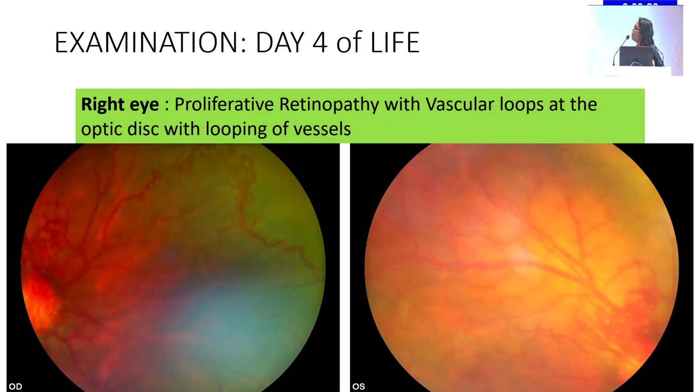So on day 4, when we examined the baby, the anterior segment examination was unremarkable and the fundus had these features. As we can see, this is the right eye showing proliferative retinopathy with vascular loops at the optic disc and looping of the peripheral vessels along with avascular retina in the periphery. These images have been captured with the Zeiss handheld camera, so we can only capture 40° of the fundus.